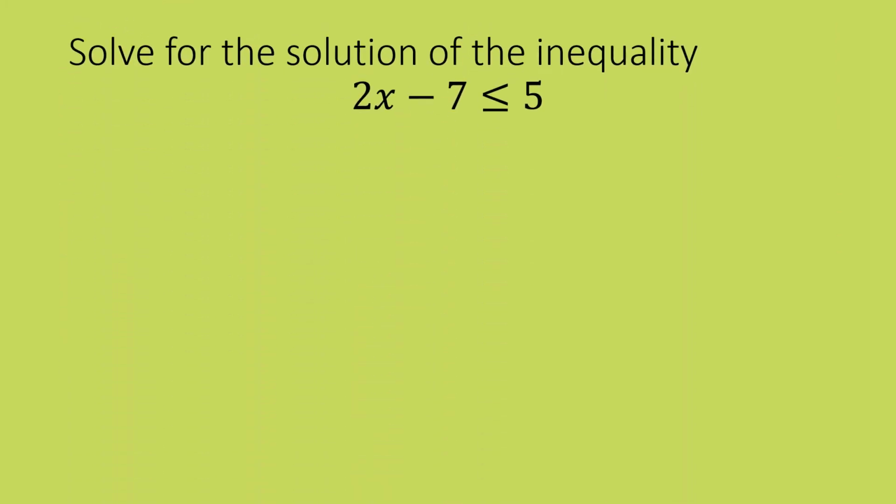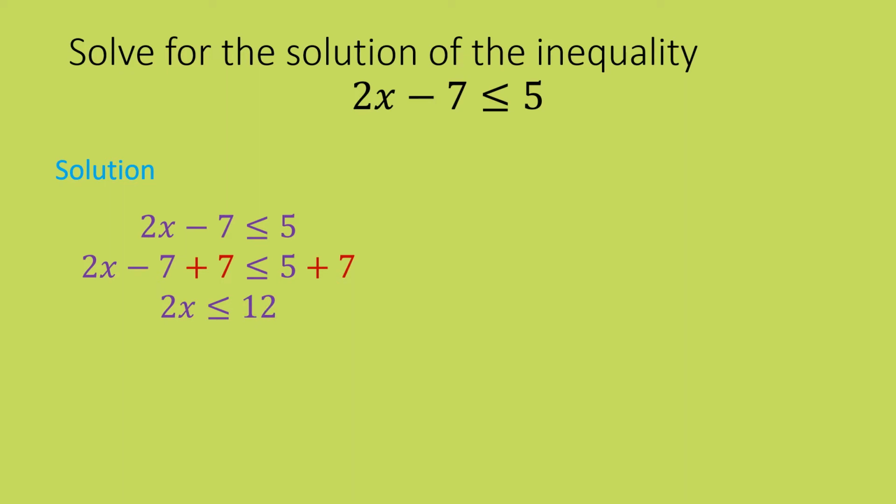Okay, let's solve this one: 2x minus 7 is less than or equal to 5. So we have 2x minus 7 is less than or equal to 5. Now what we are going to do is add 7 to both sides. So 2x minus 7 plus 7 is less than or equal to 5 plus 7. The sum leads us to 2x is less than or equal to 12. And then we divide both sides by 2. So 2x divided by 2 is less than or equal to 12 divided by 2. And then the answer is x is less than or equal to 6.